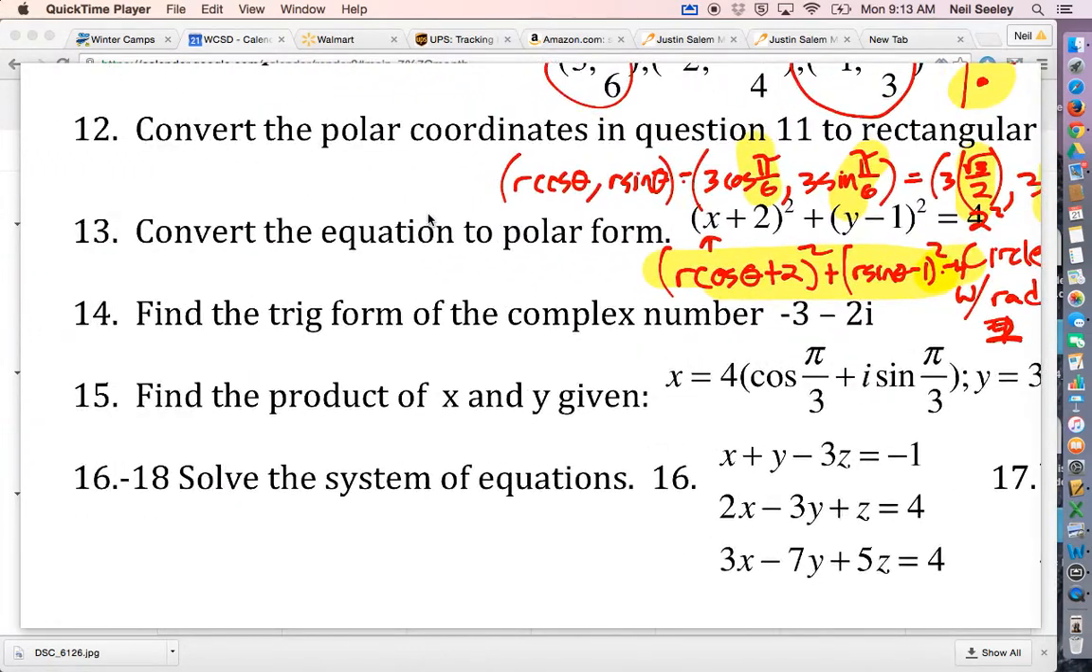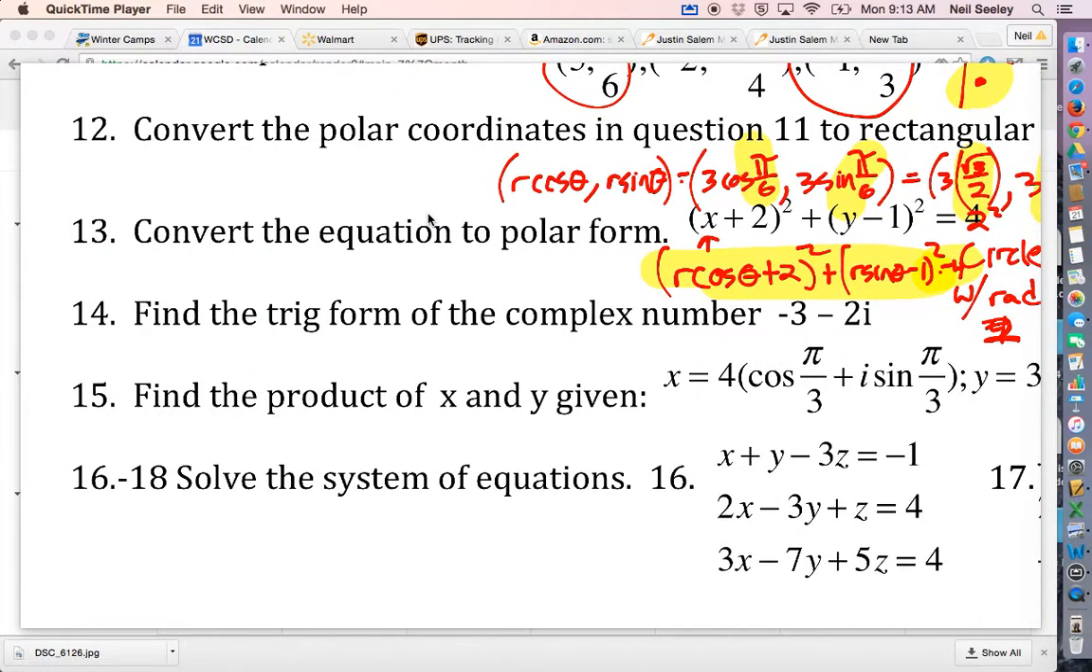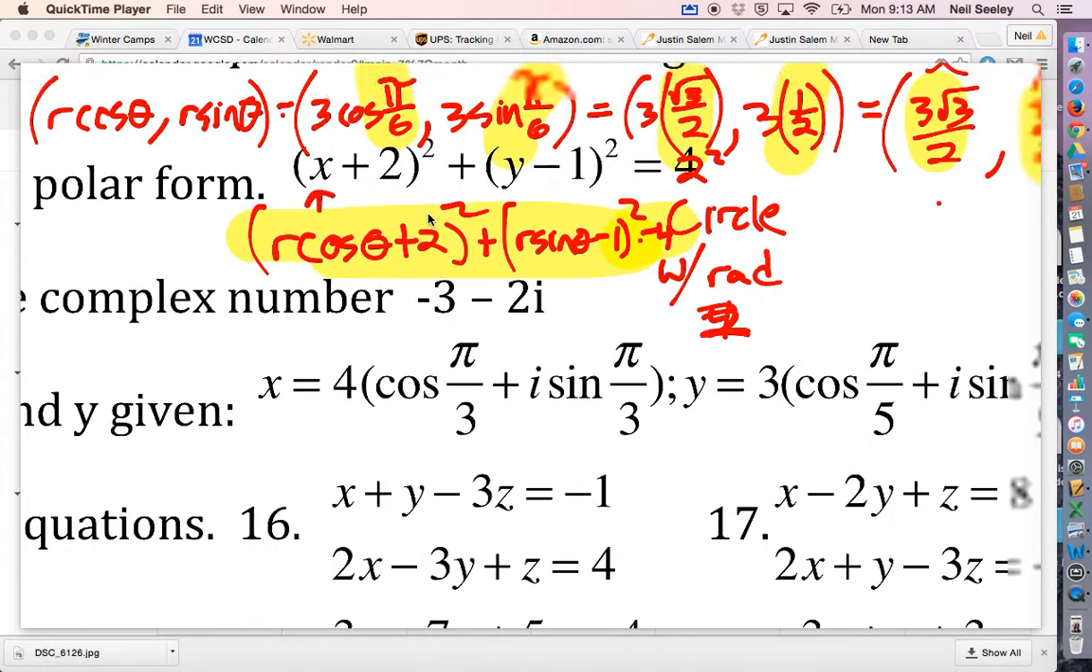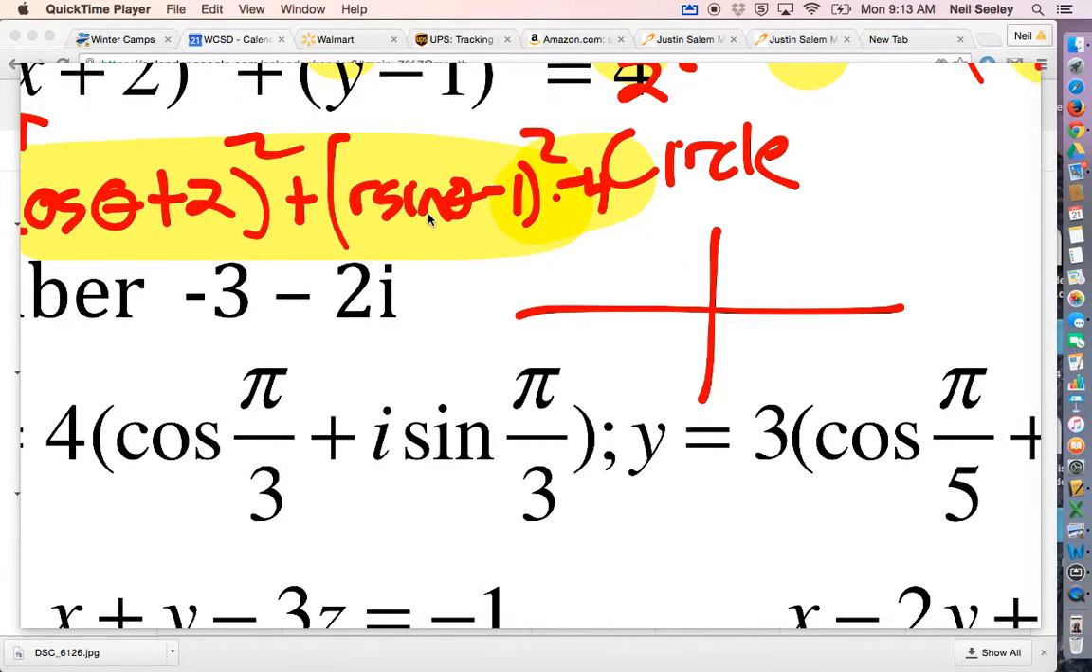Okay, I'm going to go to another one here. We're going to keep going on to 14. It says, find the trig form of the complex number negative 3 minus 2i. I'm going to clear off some of the screen here just to make room. But negative 3 minus 2i, you want to plot this. Plot, get graphing. Complex numbers are to be graphed. Vectors are to be graphed. Don't go without the graph or you're going to find yourself missing a key point.